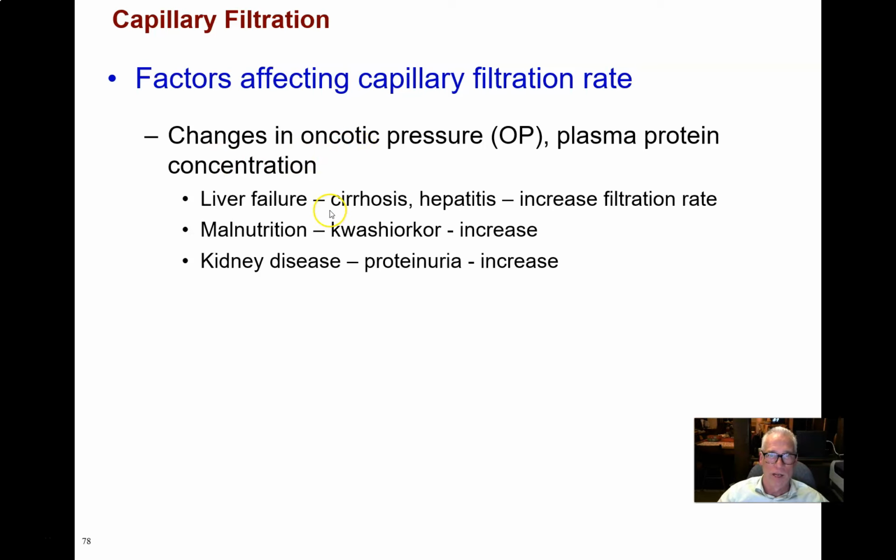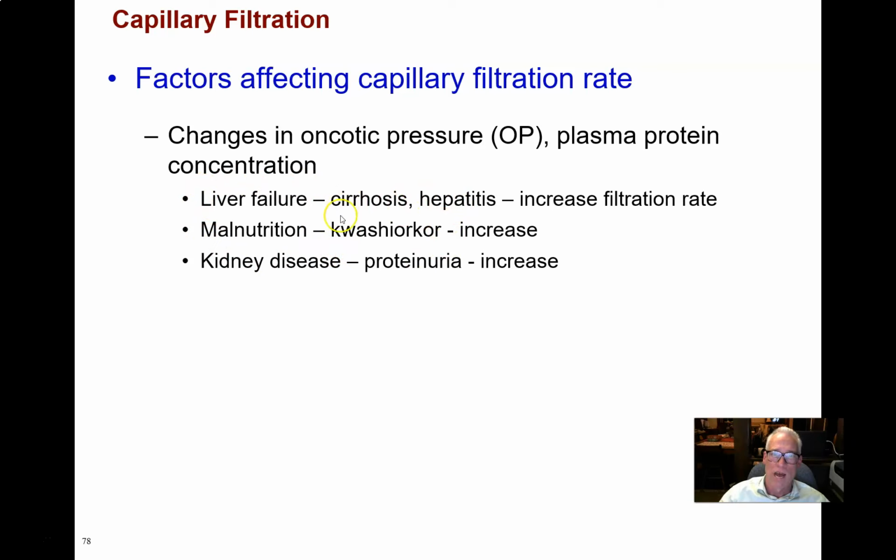What if you have liver failure? Remember, it's the plasma proteins that are holding that water or drawing that water towards the capillary. If the liver can't produce those proteins, it's diseased. Now the plasma protein concentration is going to go down, osmotic pressure goes down, and now the net filtration pressure is higher. The hydrostatic pressure is the winner, and we have a lot of extra fluid escaping from the blood vessels. What about malnutrition?